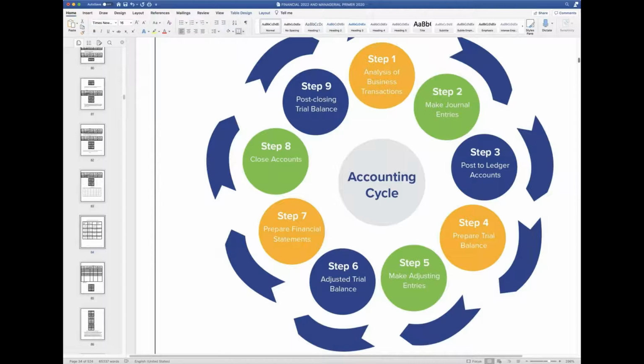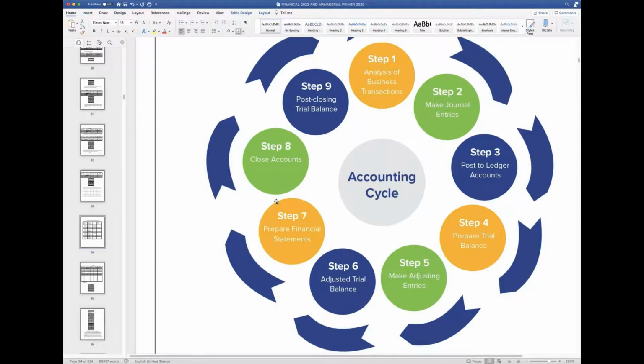Okay, we're on our second day of adjusting entries. And remember, we said we're working with this accounting cycle so that we can prepare the financial statements. We started analyzing transactions and making journal entries. We posted the ledger and did a trial balance, and then we moved to the financial statements and closing entries.